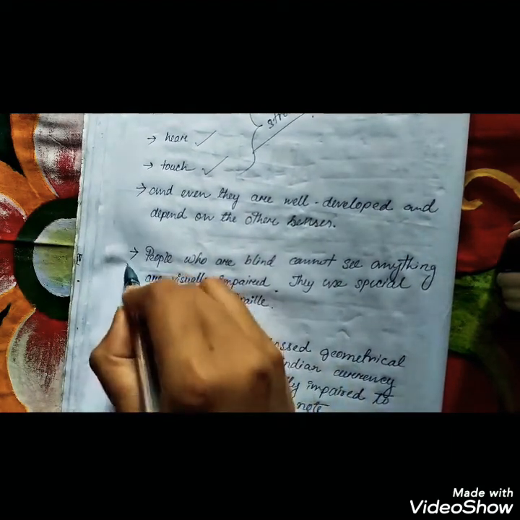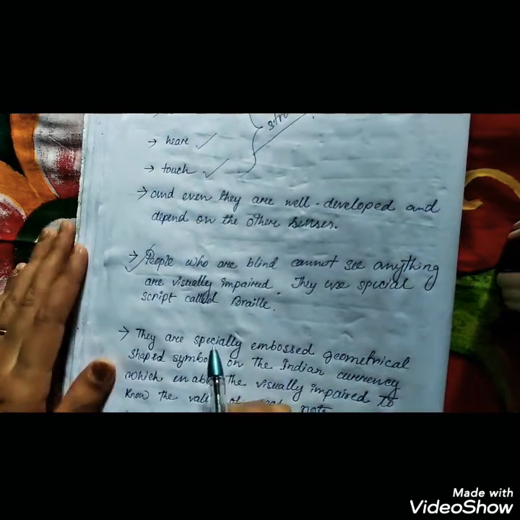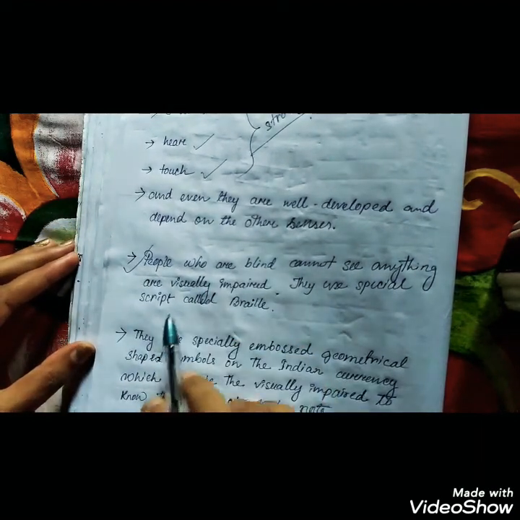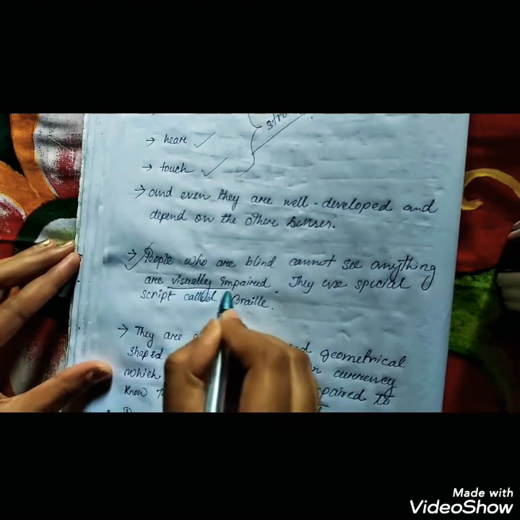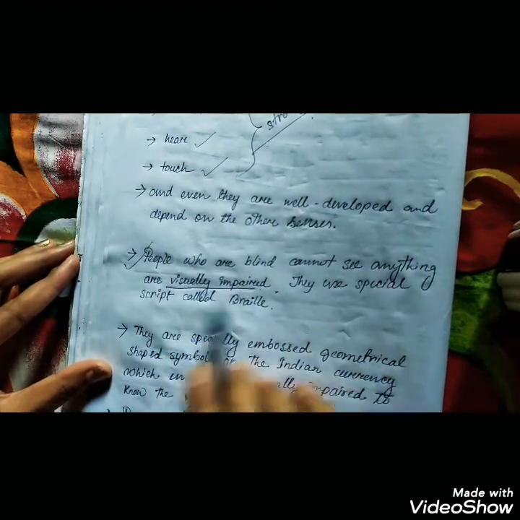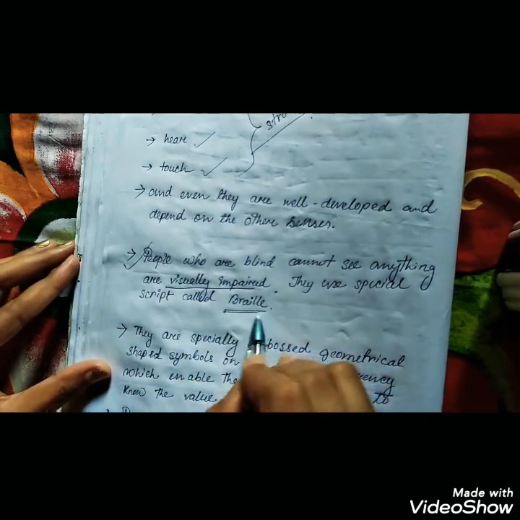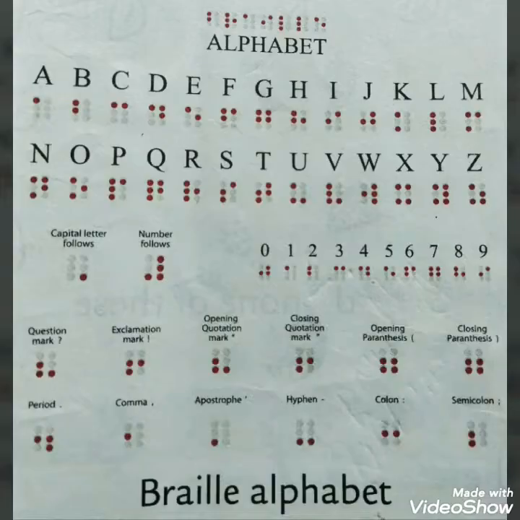Now I will tell you about people who are blind. We know that people who are blind are called visually impaired, right? For reading and writing, they use a special script called braille. In this picture you see a braille script. All alphabets, numbers, symbols, everything is written here.